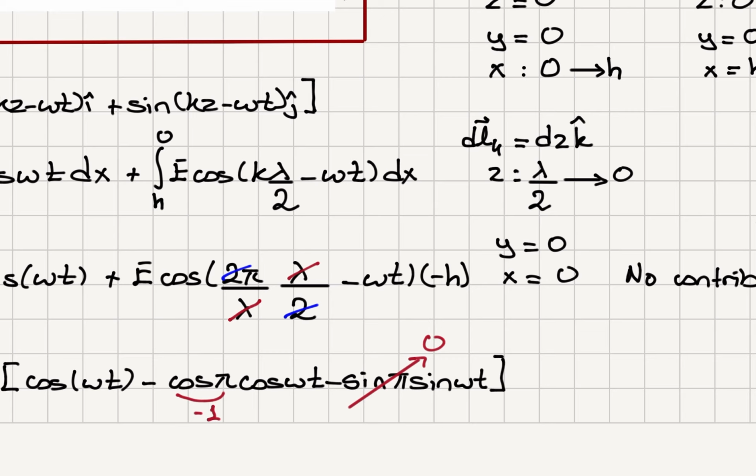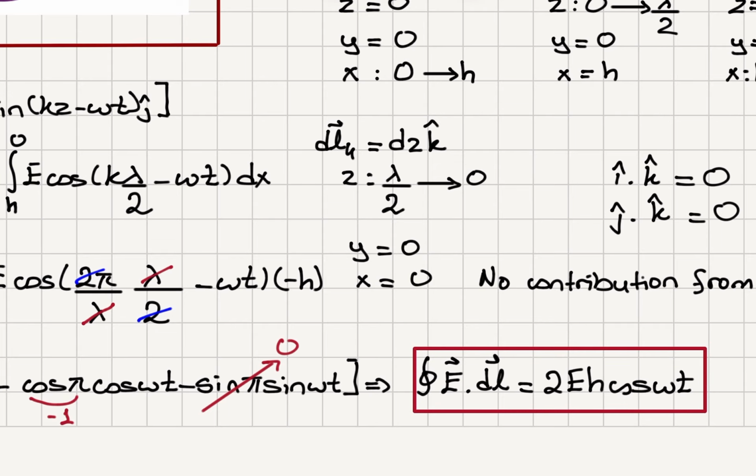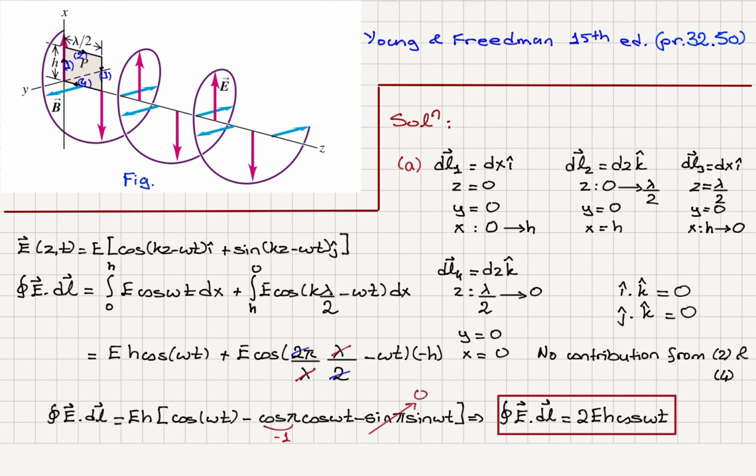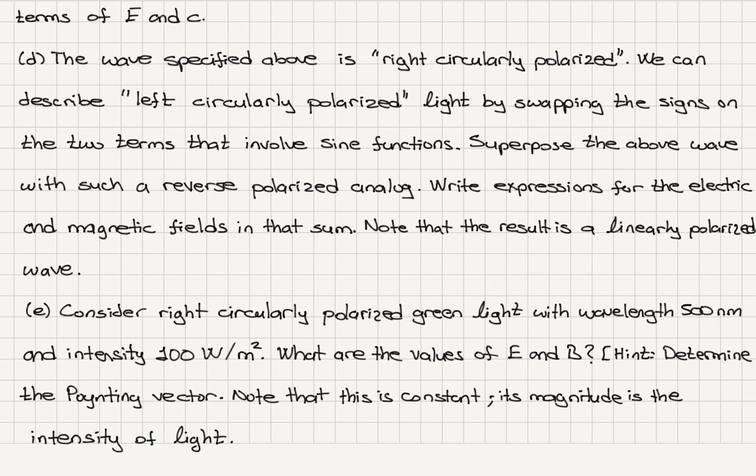Therefore, I reach my final answer for part A. The closed path integral of E dot dl is equal to 2EH cosine omega t. So that's the answer to part A of the problem. Let's move on to part B. What is the magnetic flux phi B through the loop P? Okay, so now we have to worry about the magnetic flux.